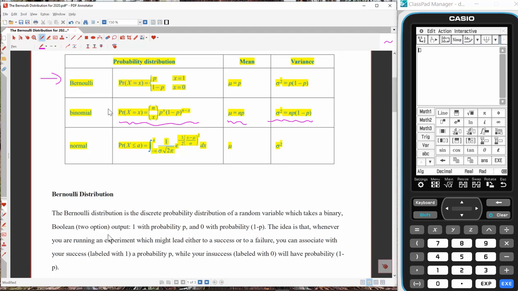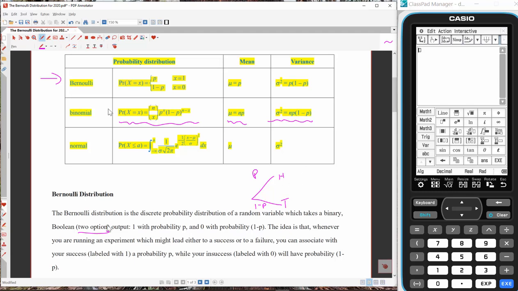So I copied this off a little bit of literature that's coming around the maths forums at the moment. The Bernoulli distribution is the discrete probability distribution of a random variable which takes a binary, Boolean, 2-option output. I put the 2-option thing in. 1 with the probability P and 0 with probability 1 take P. So there's 2 options, all right? And this one here, whatever this is, this might be the chance of getting a head. We've got the probability of success there, and tail, probability of failure, 1 take P there. Okay, so they're your 2 options.